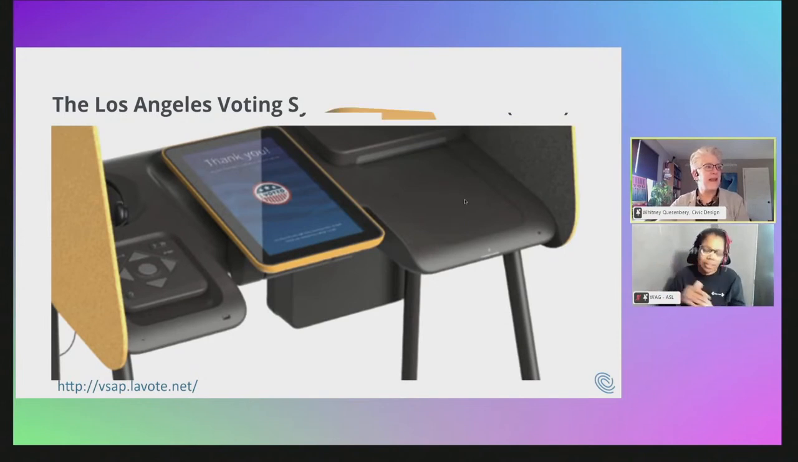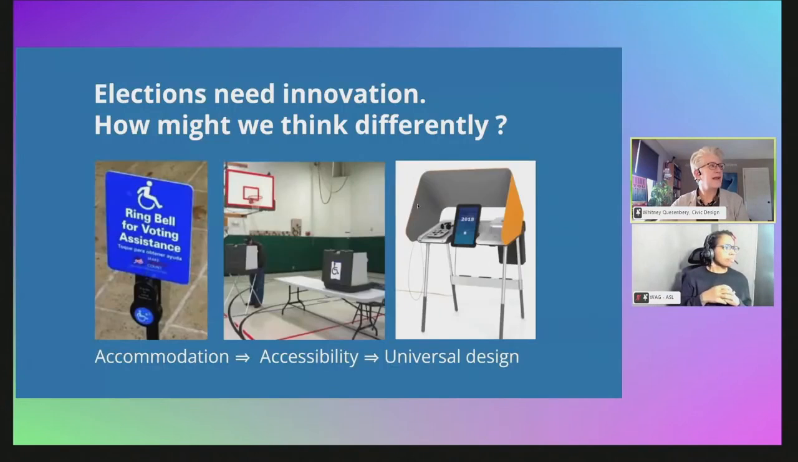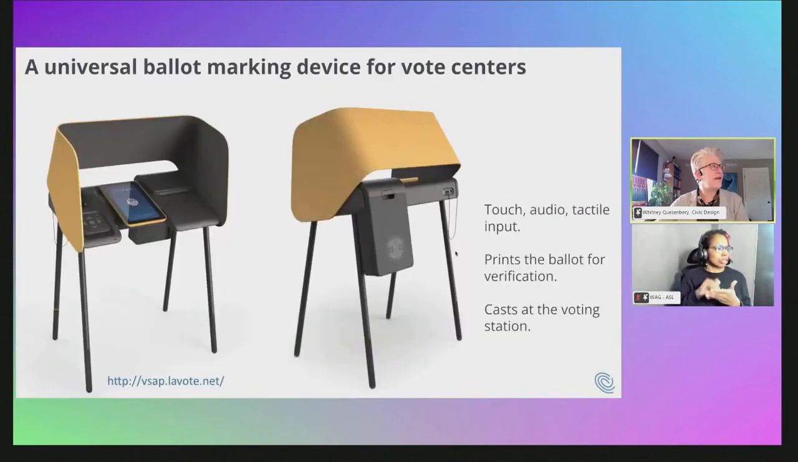Looking at it from the front and the back, you can see that there's a ballot box behind there. So someone could actually vote on the system without having to touch the paper, but still being able to review it.